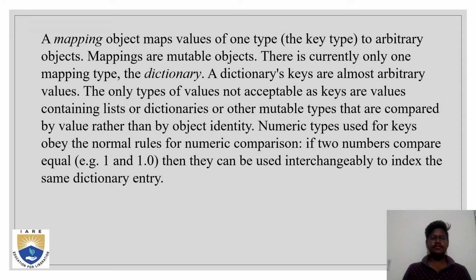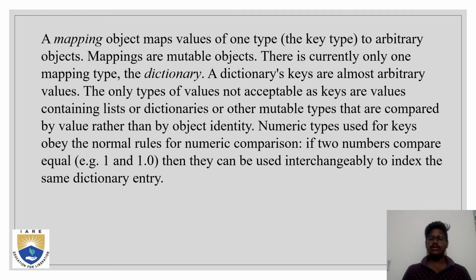A mapping data type object maps values of one type to arbitrary objects. Mappings are mutable objects. There is currently only one mapping data type, it is dictionary. A dictionary's keys are almost arbitrary values. The only type of values not acceptable as keys are values contained in lists or dictionaries or other mutable types that are compared by value rather than object identity.